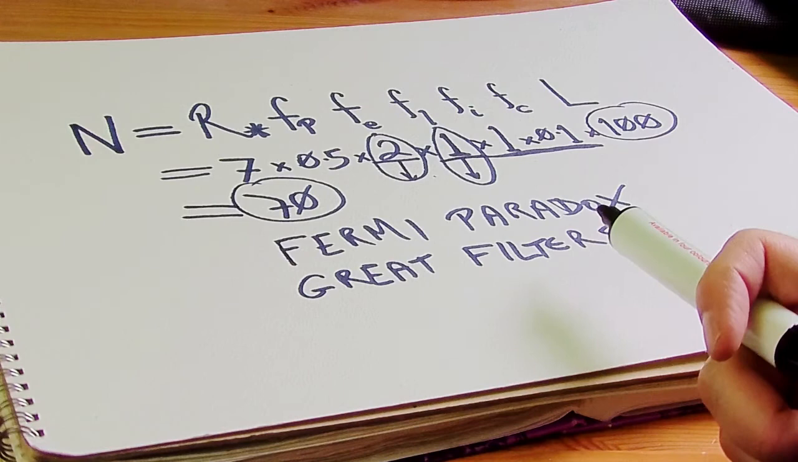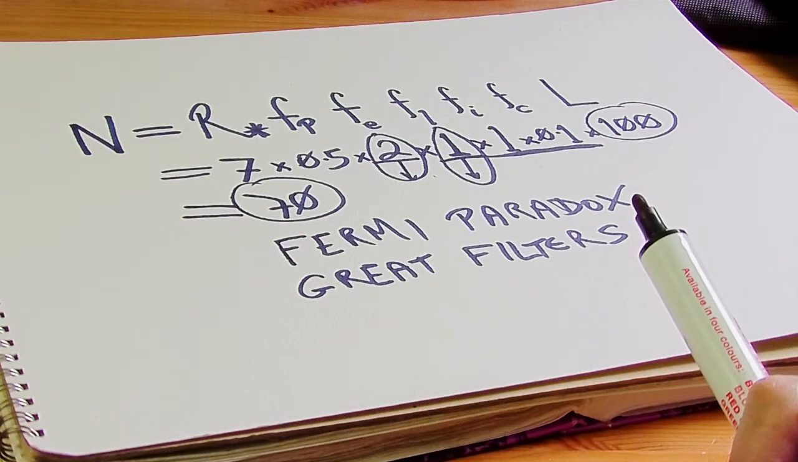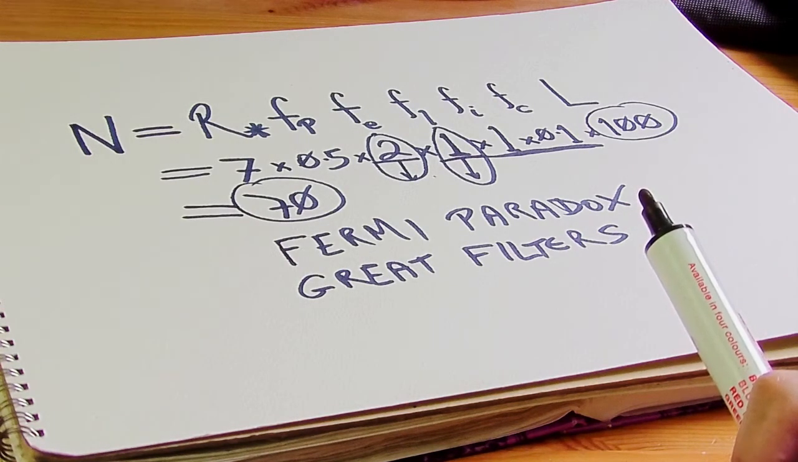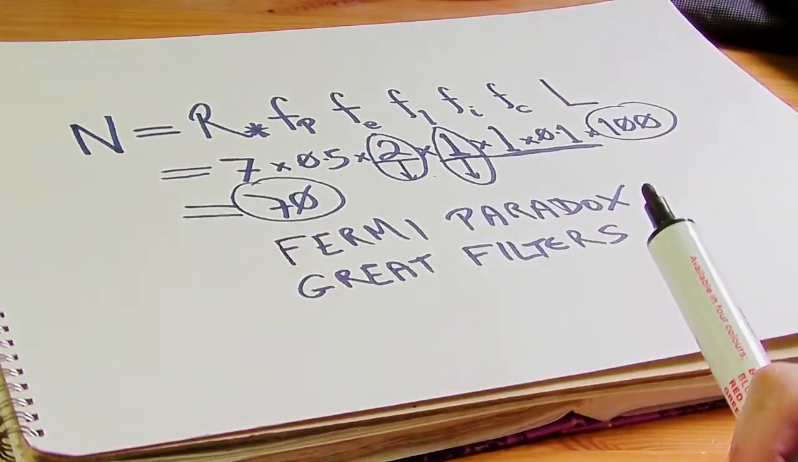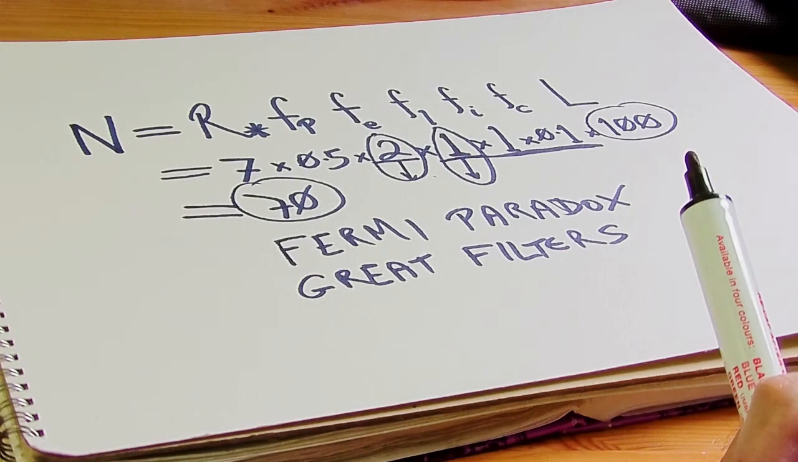Other great filters are, of course, asteroids striking the planets. We know that our own solar system is kind of unstable. The orbits might change. There are lots of possible ways of exterminating civilizations. And there will be things that we haven't thought of yet. The information age may throw up all sorts of possibilities. Bad government among them.